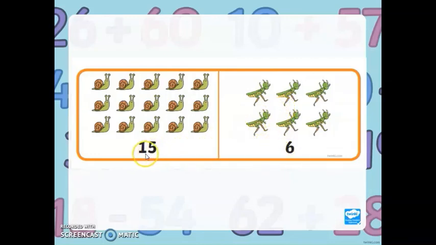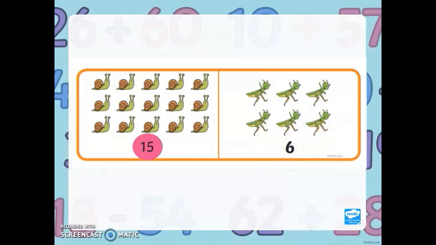As you can see, we have 15 snails and 6 grasshoppers. And you can see by their quantity in each box which object is more and which is less. Dear students, along with this more and less, we can also identify which number is larger as compared to the other number. So can you guess which number is larger, 15 or 6? Well done if you all say 15.